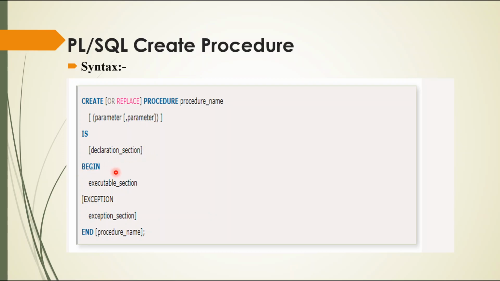Okay, so next is begin, and in begin and end we have to write all the sections. So that is the executable section, in which we have to write the executable statements. Then the exception section, which is optional, the exception handling section, and here we have to end the procedure with the procedure name. Okay, so this is the basic syntax.